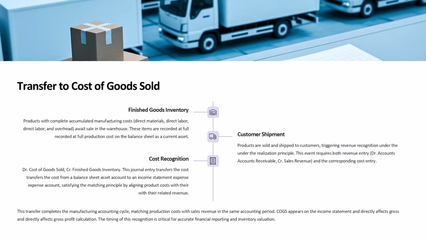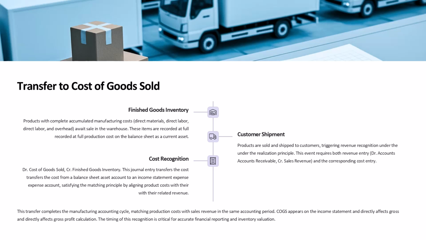Slide 14, transfer to cost of goods sold. The transfer to cost of goods sold represents the final financial destination in our cost flow journey, the moment when product costs move from balance sheet to income statement. This critical transaction captures the cost of units sold to customers, matching expenses with the revenue they generate. Imagine a beverage company like PepsiCo, where cases of soda move from finished goods inventory to cost of goods sold as they're shipped to retailers, their accumulated production costs finally becoming expenses.